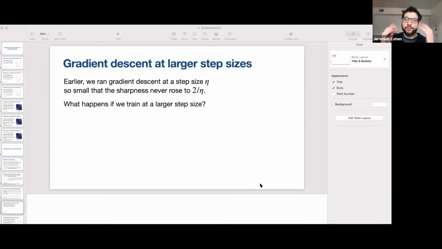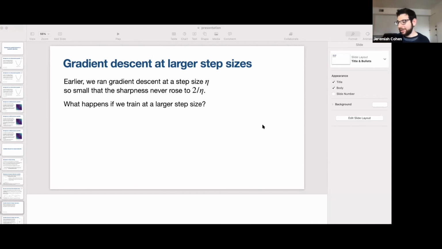In fact, for an earlier draft of the paper, we were going to demonstrate what happens to the sharpness when you run gradient descent with line search. Sharpness just keeps on rising and rising.